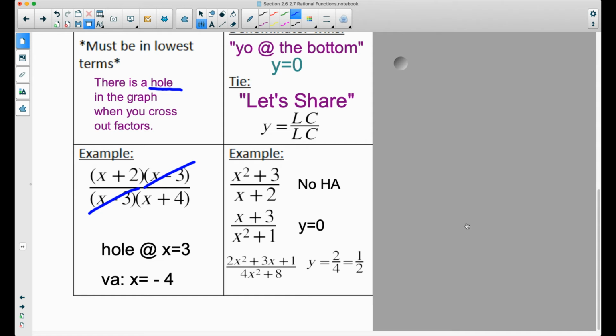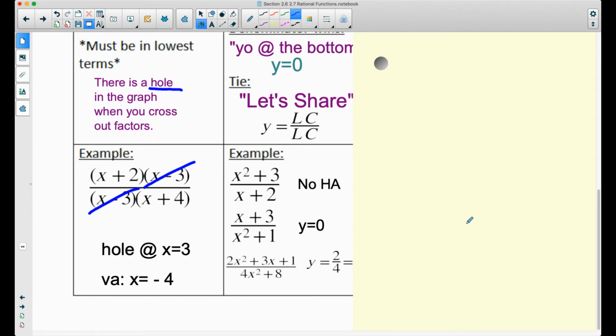And then here we have x squared and x squared, so we would take our leading coefficients, which would be 2 over 4, which, if I scrolled this over just a little bit, you would see the 1/2. So then I would draw a dotted line at y equals 1/2. So those are 3 different examples of how that will look. So again, we're comparing the exponents.